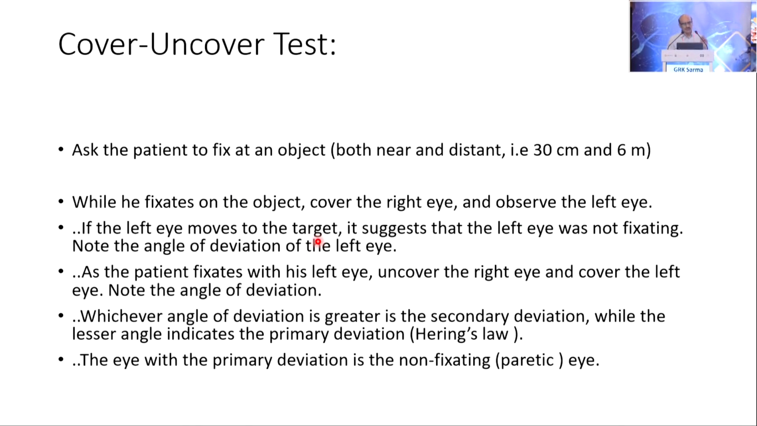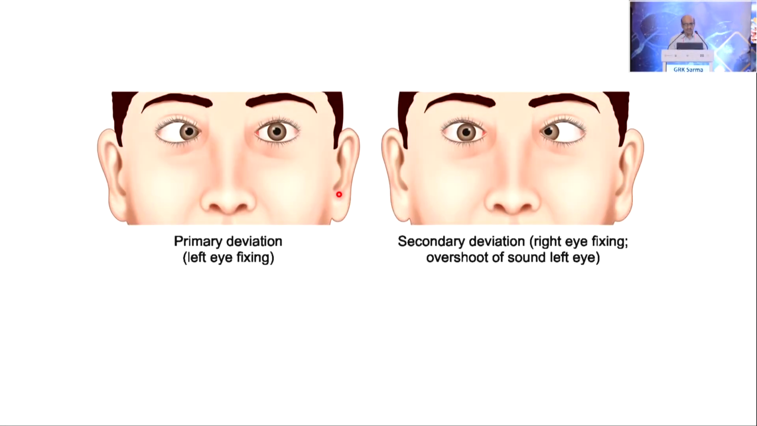This is another test called cover-uncover test. Normally, when there is a subtle divergence between the two eyes, what happens? There is something called fusional reflex. We tend to fuse the image by compensating to produce a single image. This cover and uncover test is to break that fusion by covering one eye, so that the squint becomes obvious. This is an example. There is something called primary deviation, that is this one, and secondary deviation. Always the secondary deviation is more than the primary deviation because of Hering's law.